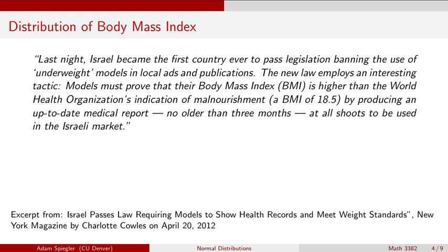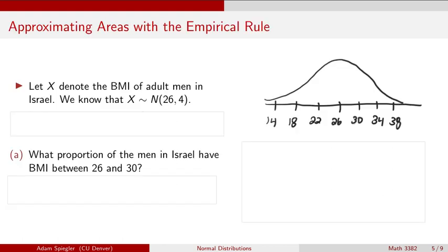So in the next couple of examples, we'll take a look at just how extreme a body mass index of 18.5 is. Okay, so now let's take a look at just the adult men in Israel. We'll denote the BMI of a randomly selected adult male in Israel as X. And what we know from data is that the distribution of BMI of adult males in Israel is approximately normally distributed with a mean of 26 and a standard deviation of 4 BMI units.